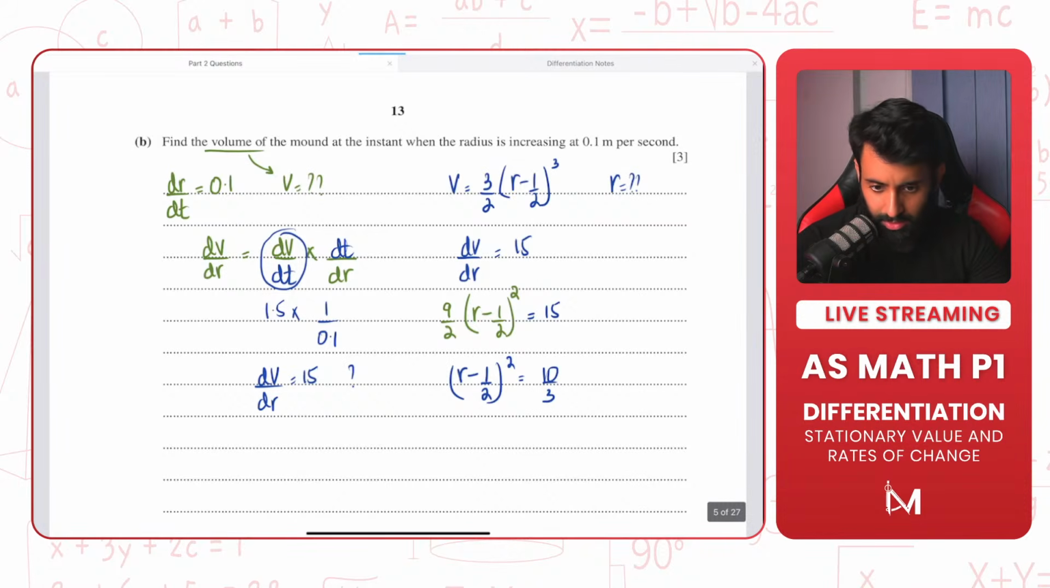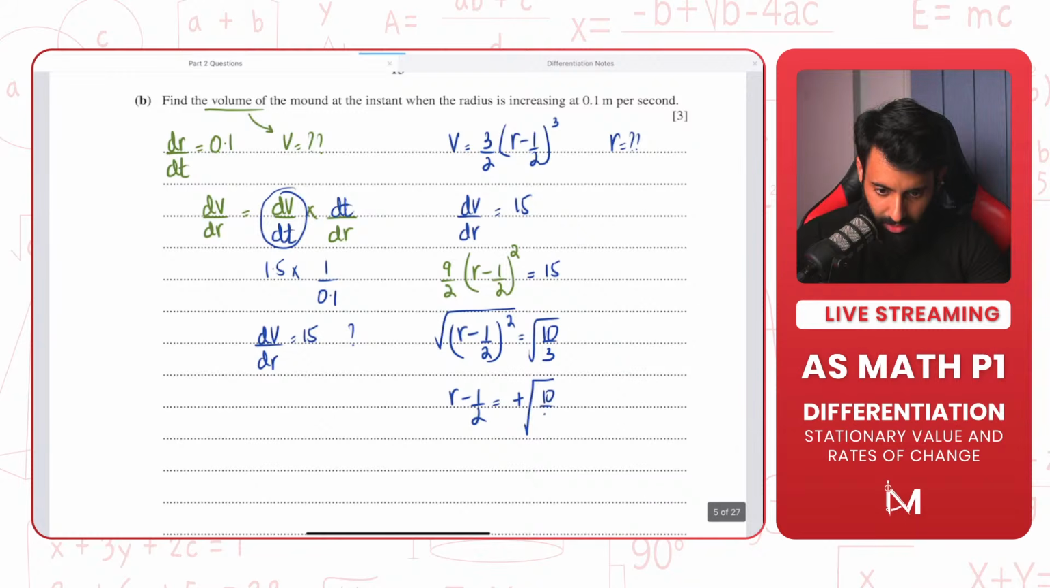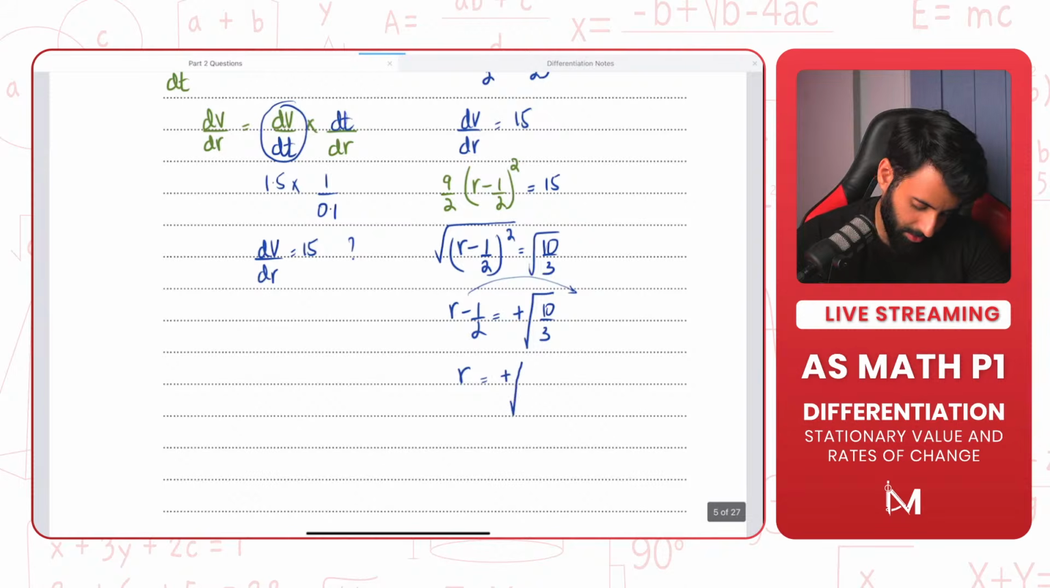Okay, I think we have a question here. And then we take the square root on both sides. So if you take the square root on both sides, r minus 1 upon 2, remember to only take the positive square root of 10 upon 3. Can we do test paper stream? What do you mean by that, test paper stream? r is equal to plus square root of 10 upon 3 plus half.